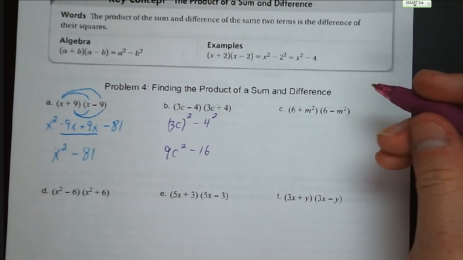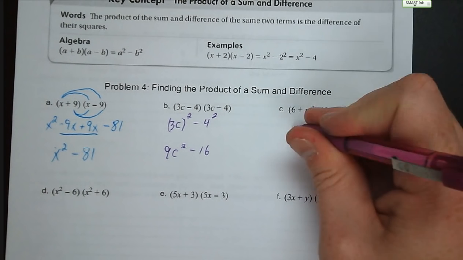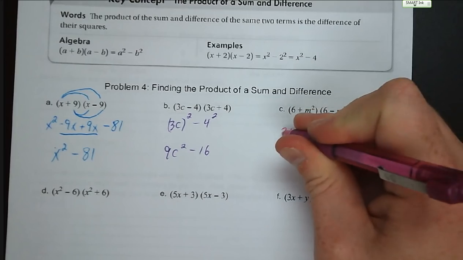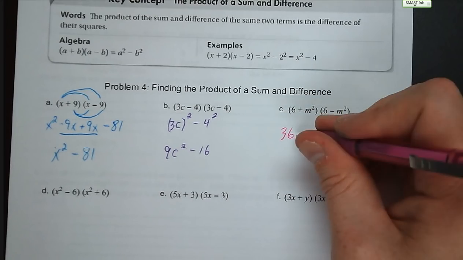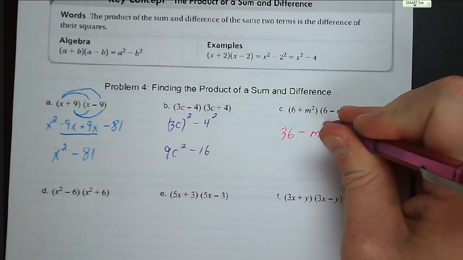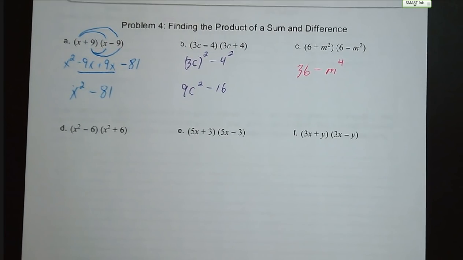Letter C, 6 squared is going to be 36. M squared squared is going to be minus m to the 4th. 36 minus m to the 4th. I want you guys to try D, E, and F on your own, and then I'll go over it.